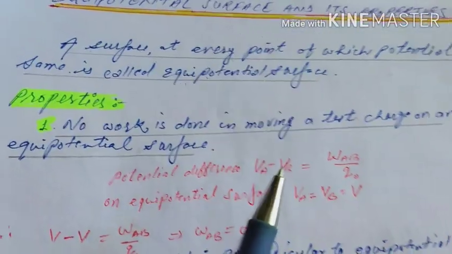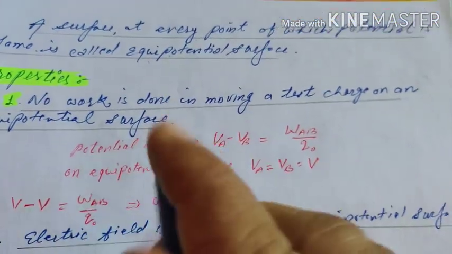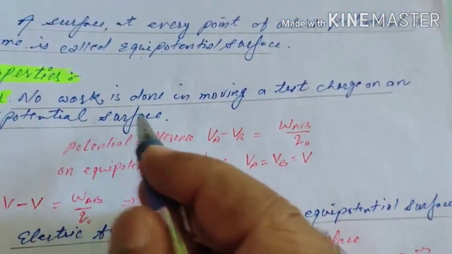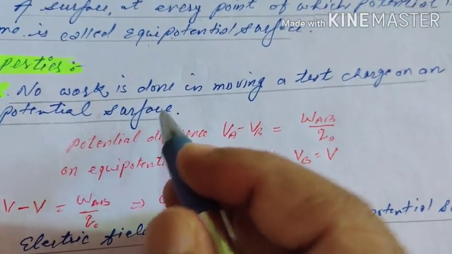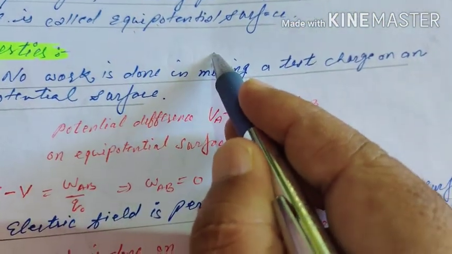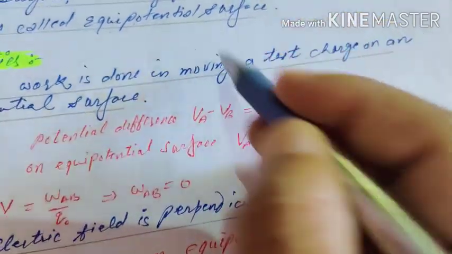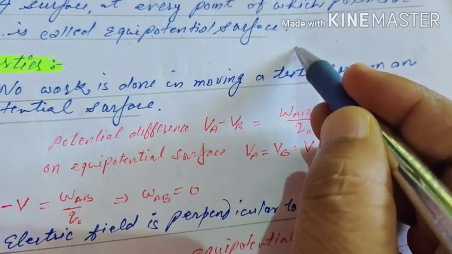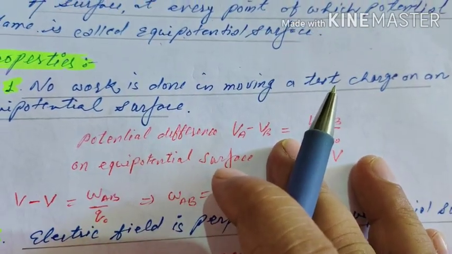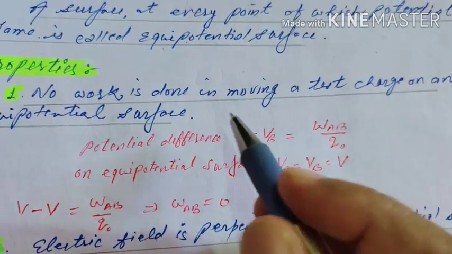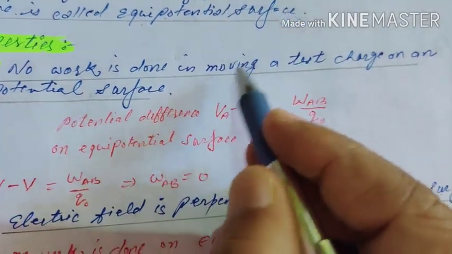The first important property is that no work is done in moving a test charge on an equipotential surface. That is, if you move a unit positive test charge from one point to another on an equipotential surface, work done is zero. So how will you prove this? In the examination you will not be asked for the property, but you have to prove that property.